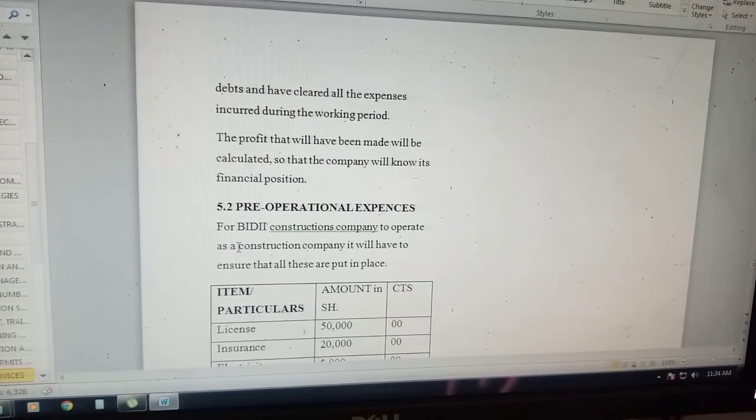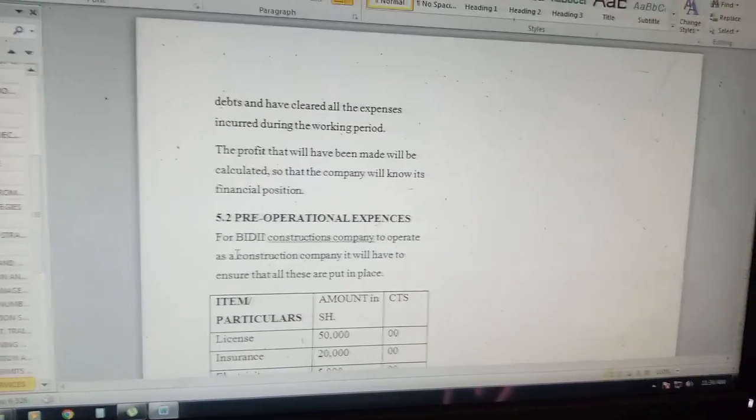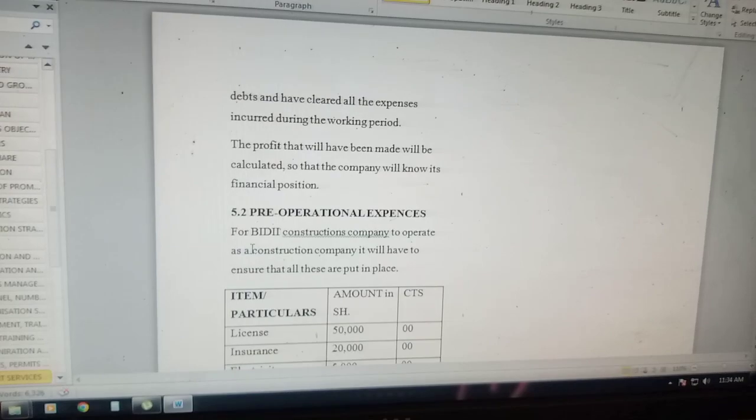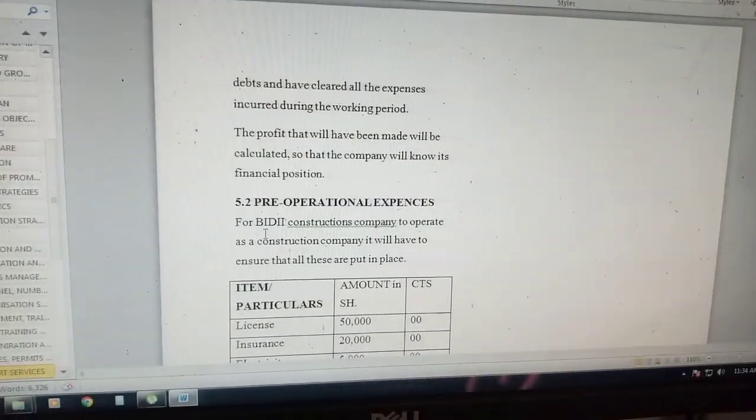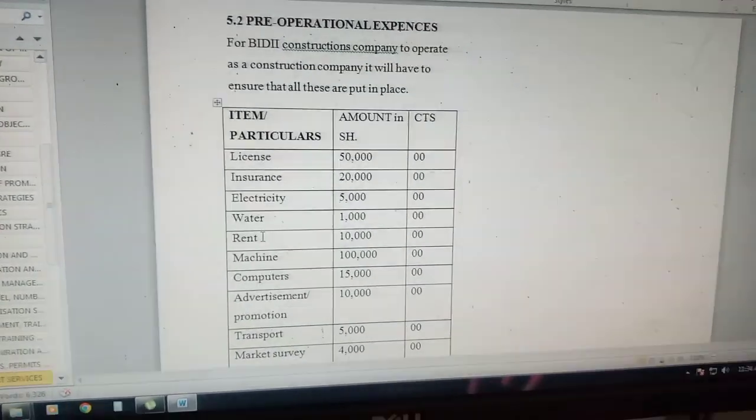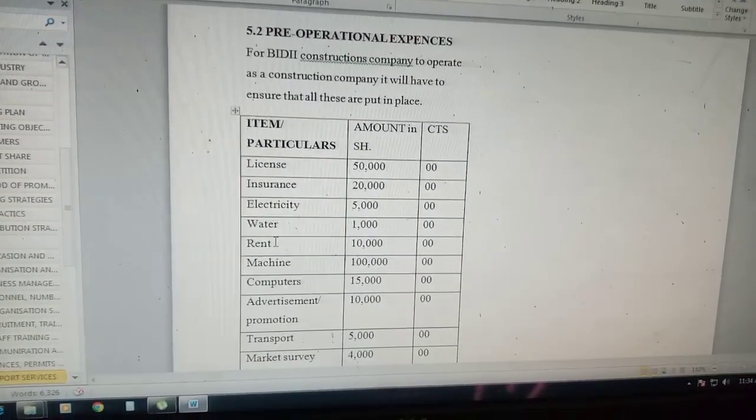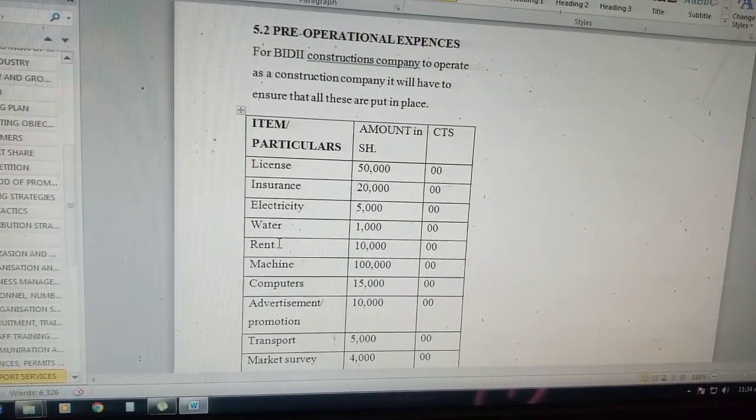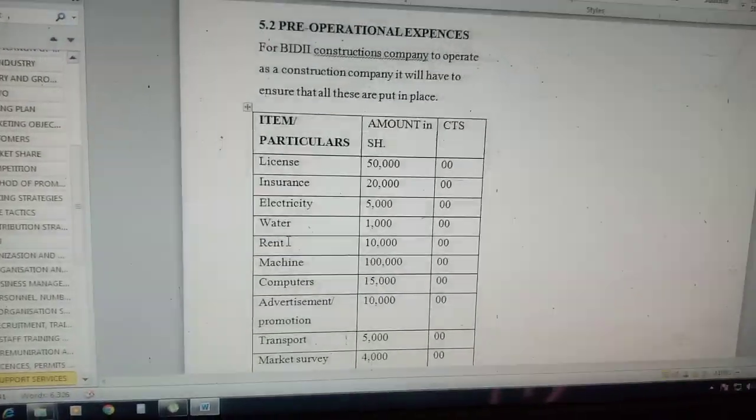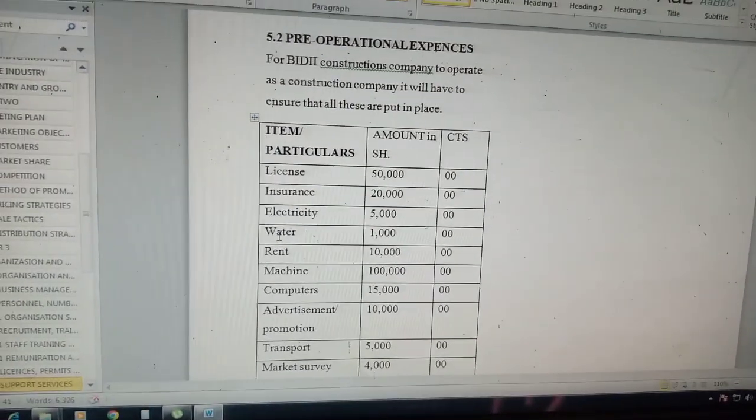Then after that, you'll have the pre-operational expenses. In each and every business, there are expenses that are incurred, so you must list them down. You can do it in form of a table. Like you can see, license is an expense. It will cost you. I took an example. Mine will cost me around 50,000 to acquire a license.